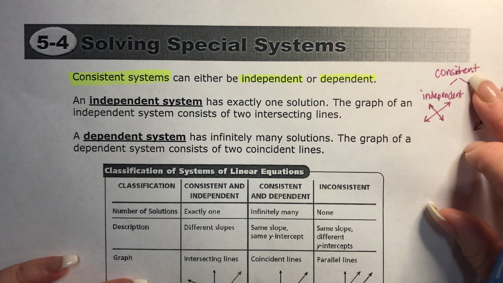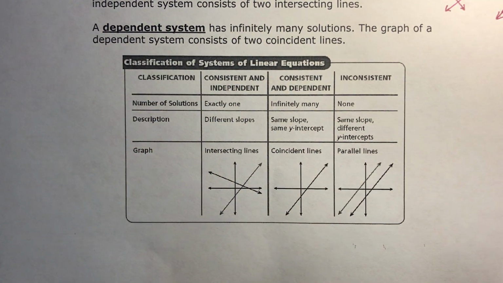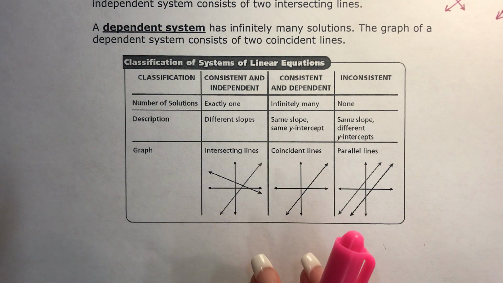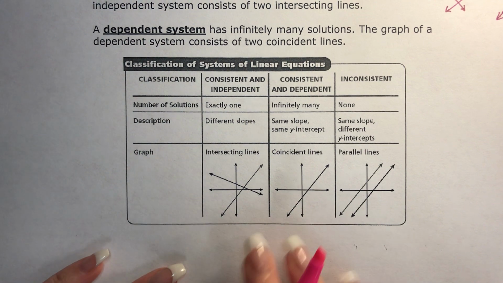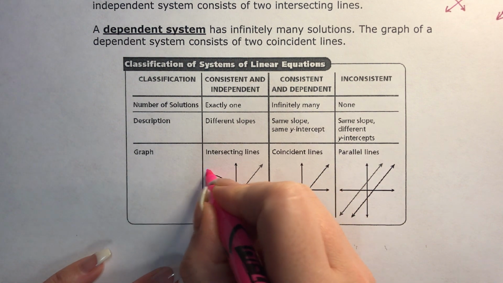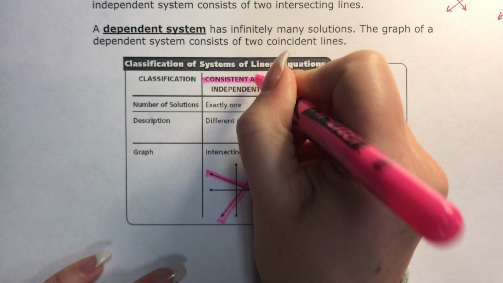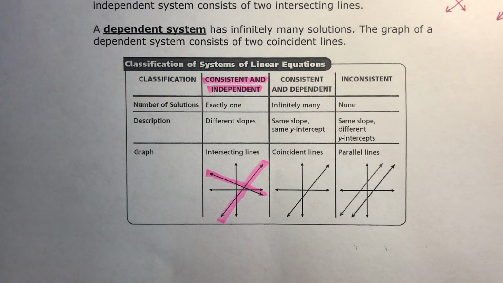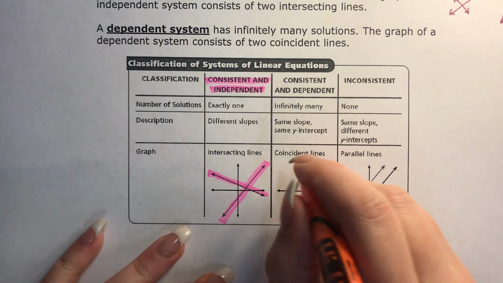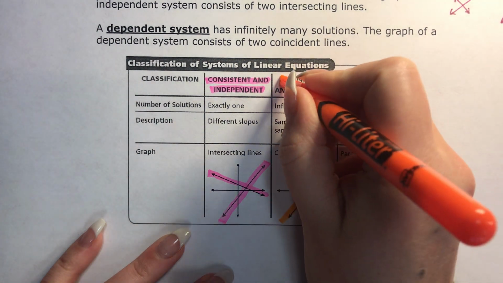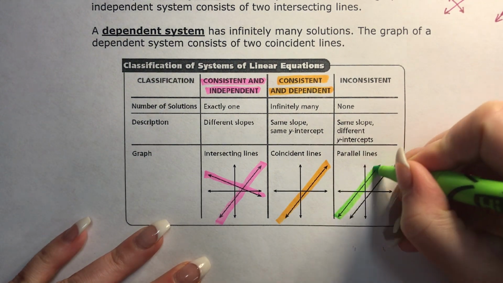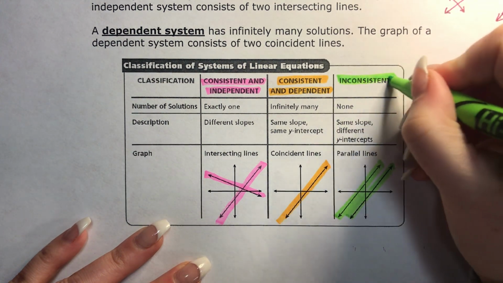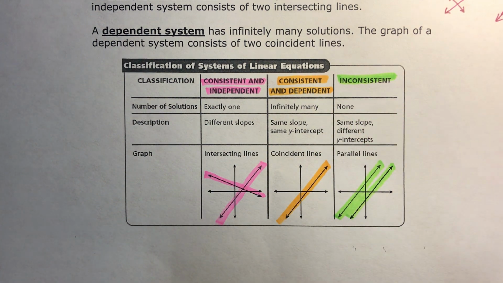So there are 2 types for consistent. And right here, this just has it all. In the next couple of examples, you're going to be classifying systems of linear equations. Whenever you have intersecting lines like this that have one solution, you're going to call that consistent and independent. That would be the classification. Whenever you have coincident lines, which are 2 lines that are the same, that's going to be consistent and dependent. And lastly, when you have 2 parallel lines, like we've discussed before, that is inconsistent. There are no solutions.